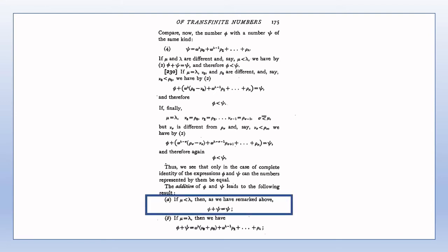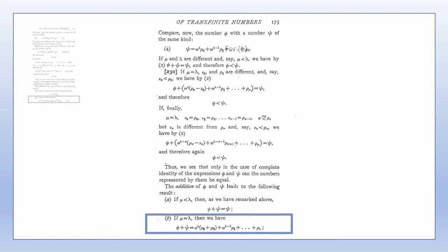For A of page 175, we see that since mu is less than lambda, then all terms of phi in the sum phi plus psi are followed on the right by at least one term of psi which is of greater degree than them. And so by 2, they may be omitted, giving phi plus psi equals psi. For B and C, we have the following.